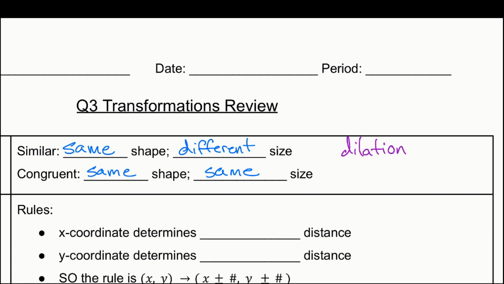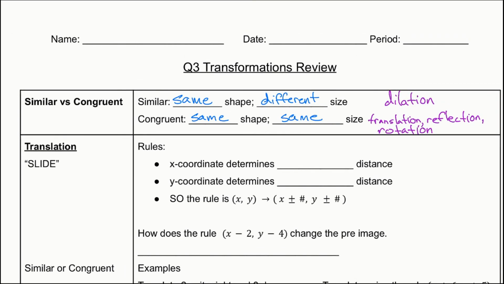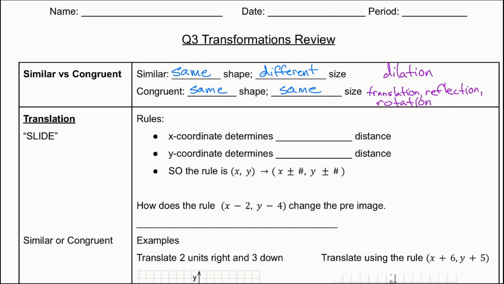The ones that are going to be congruent are the translation, the reflection, and the rotation. All right, those are the ones that are going to end up congruent because they will have the same size. So going back to translations, we call these slides.